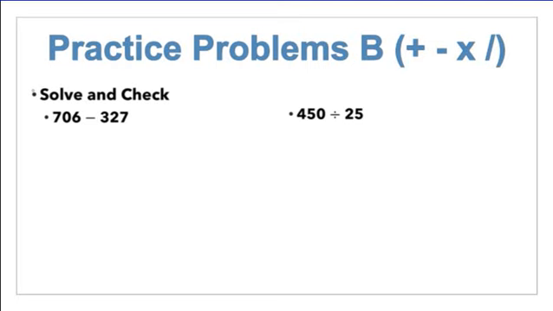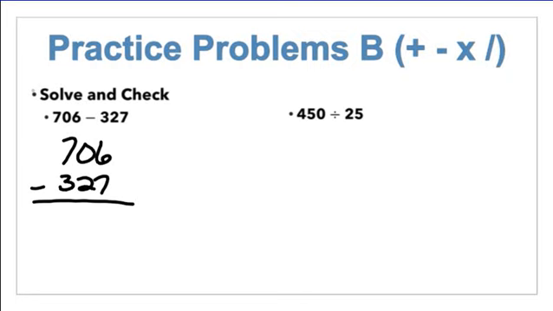Now here they actually just give you the problem, and we just need to solve it, and then we can check our answer. So here I would write this vertical. So 706, and I would subtract 327 from it. I cannot take a bigger number away from a smaller number, so I need to borrow.